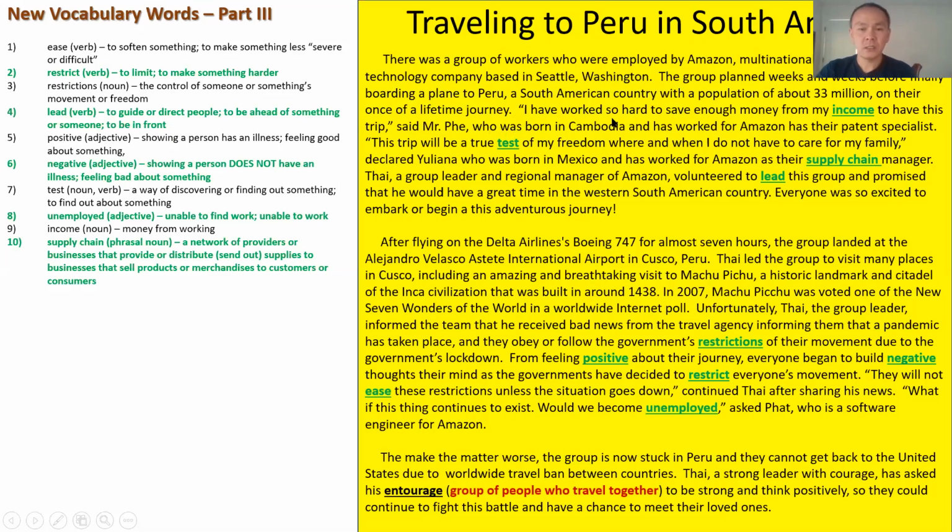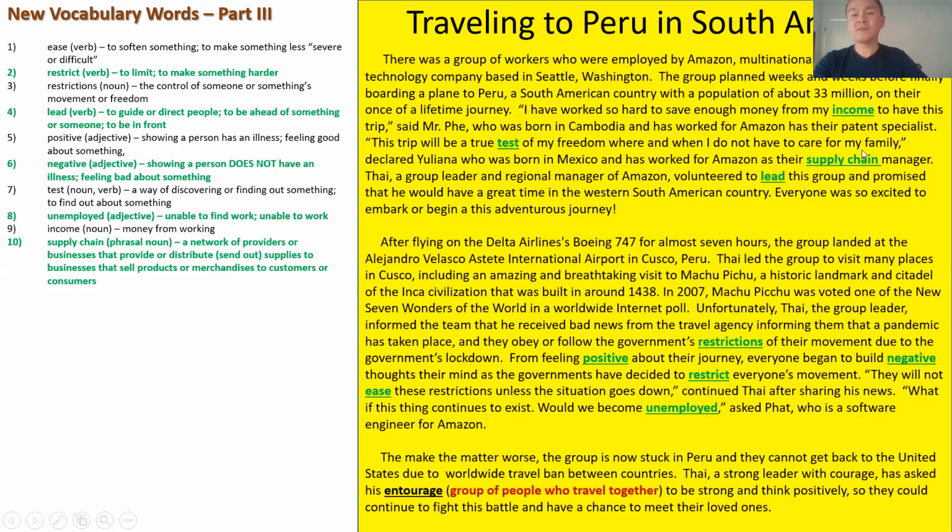"I have worked so hard to save enough money from my income to have this trip," said Mr. Pei, who was born in Cambodia and has worked for Amazon as their PAN specialist. A PAN specialist is someone who works to record, to register intellectual properties, okay?